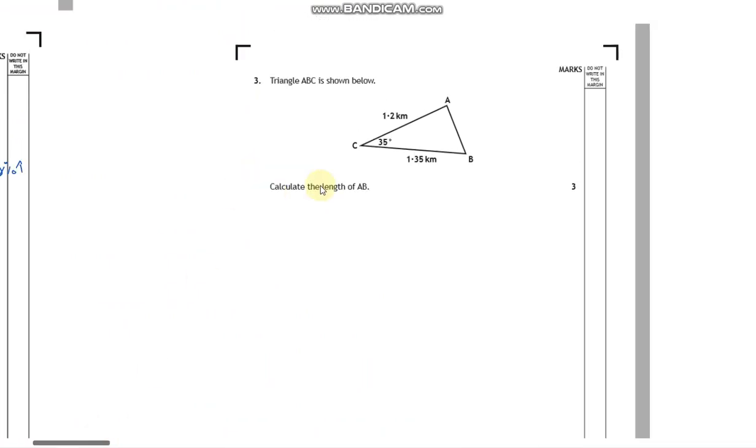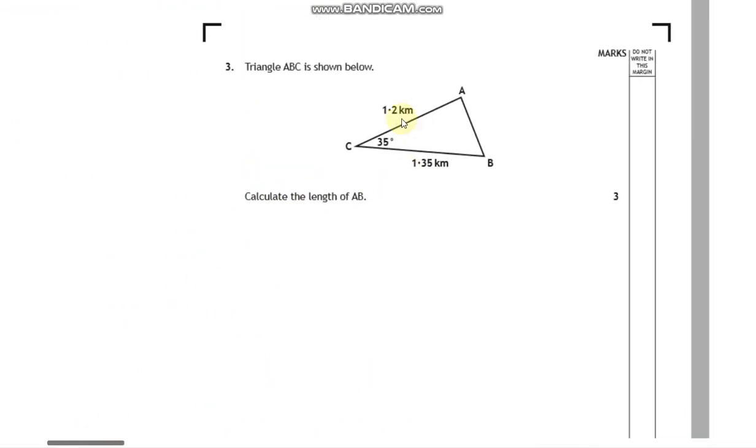Question 3. We've got a triangle. It's not a right angle triangle, so you should be thinking it's the sine rule or the cosine rule. Now we're trying to find the length AB. So I now don't need to write that because I've just put an X on there. So how do I know it's sine or cosine? Well, we use the cosine rule when there are 3 sides mentioned. Even if one of them isn't known, it's still 3 sides.